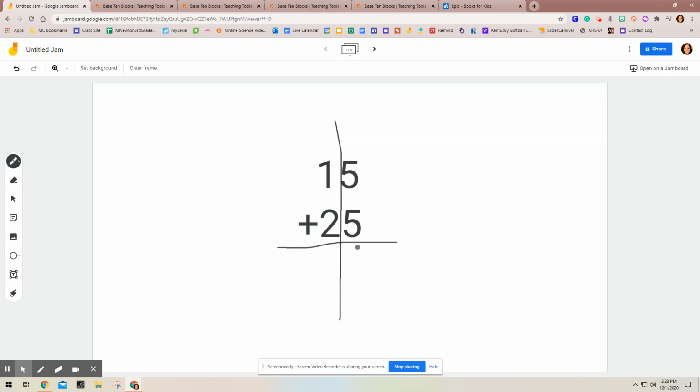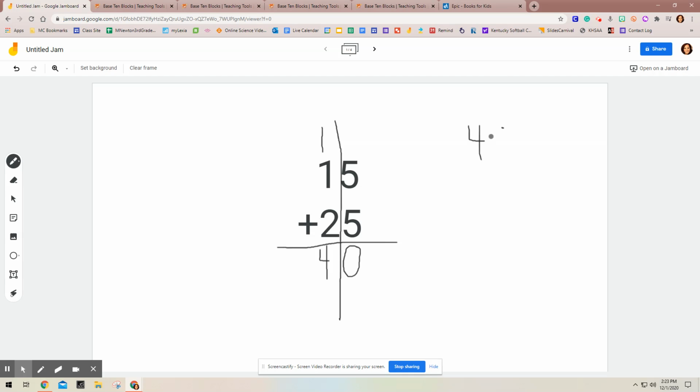So 5 plus 5 gets you 10. You're going to put your 0 here and carry your 1. I'm going to show you why you do that here in a minute. Then you'll go 1 plus 2. Well, I know 2 plus 2 gets me 4, so I know that my answer, 15 plus 25, gets me 40.